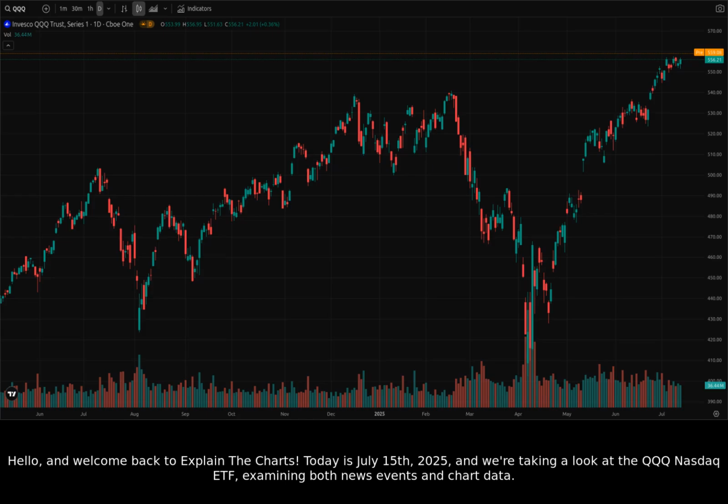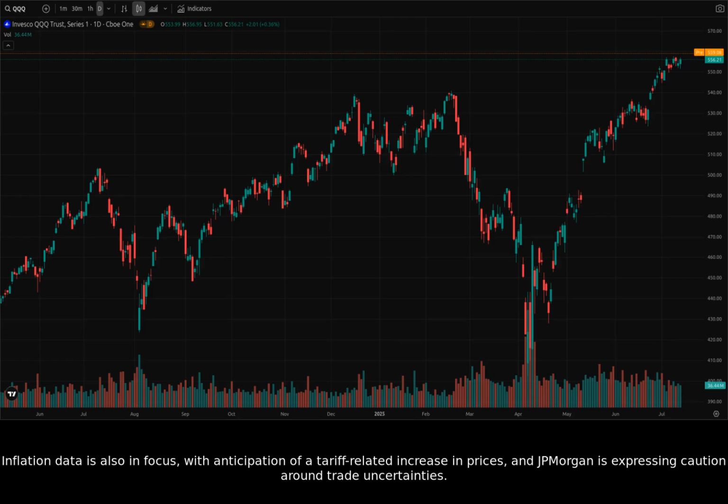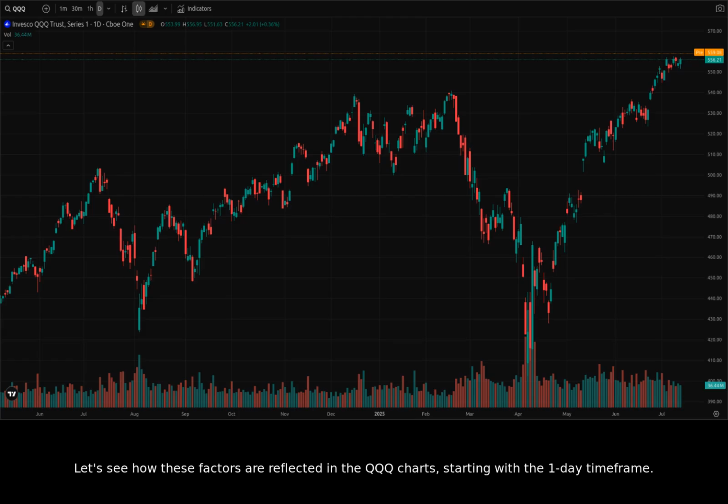Today is July 15th, 2025, and we're taking a look at the QQQ Nasdaq ETF, examining both news events and chart data. Recent headlines indicate a complex market environment. Trump's tariff threats on the EU and Mexico are looming, while Nvidia anticipates resuming AI chip sales to China. Inflation data is also in focus, with anticipation of a tariff-related increase in prices, and JPMorgan is expressing caution around trade uncertainties. Let's see how these factors are reflected in the QQQ charts, starting with the one-day time frame.